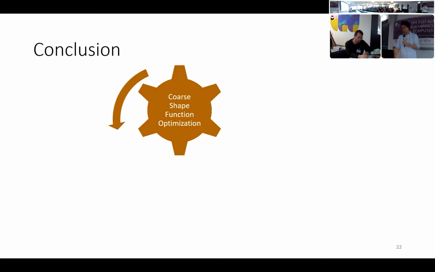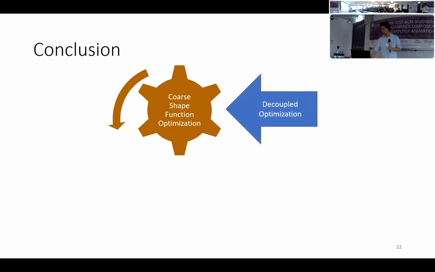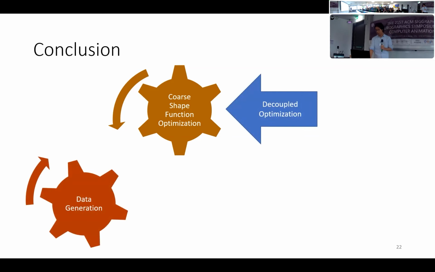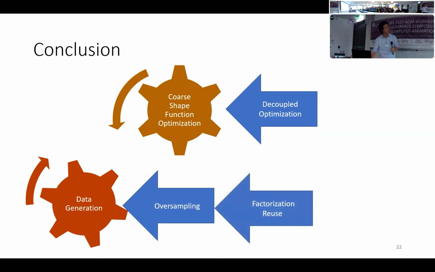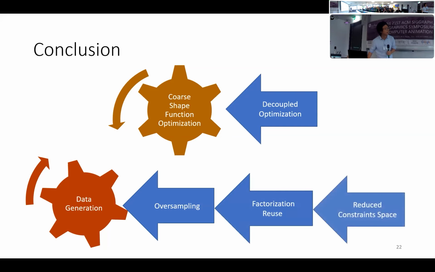In conclusion, we have made a runtime update of numerical coarsening possible by accelerating the coarse shape function optimization using the decoupled optimization. Also, we accelerated the data generation by limiting the sampling region to one ring oversampling region. And furthermore, we have further accelerated the data generation by reusing the factorization and reducing the number of constraints.